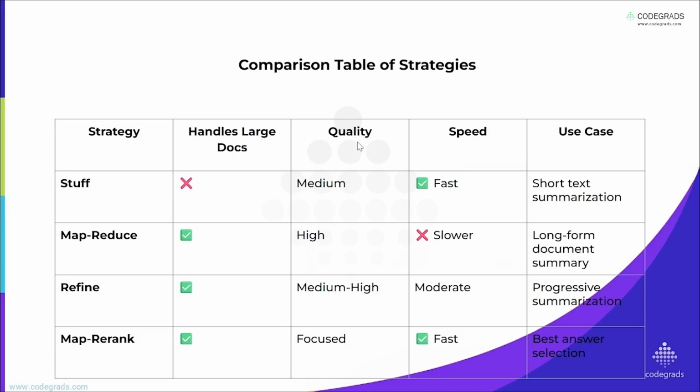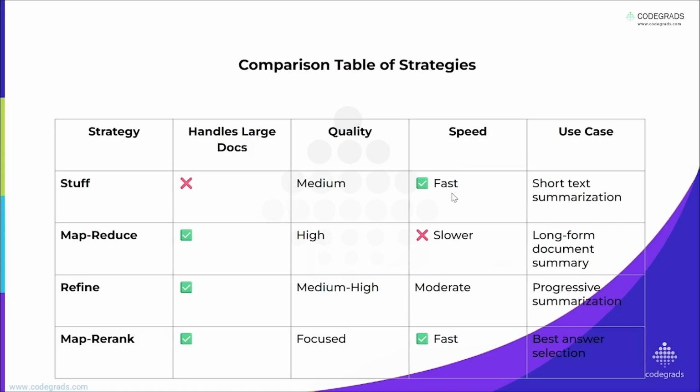Now the quality is medium for stuff, as it handles a large document in one go. For map reduce we have high quality, and medium-high for refine, and map rank is focused, as we are doing the ranking strategy.